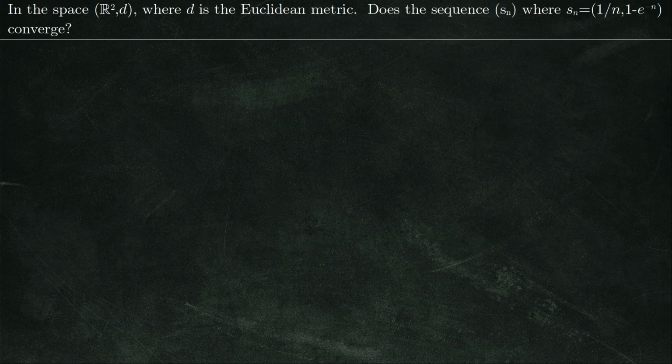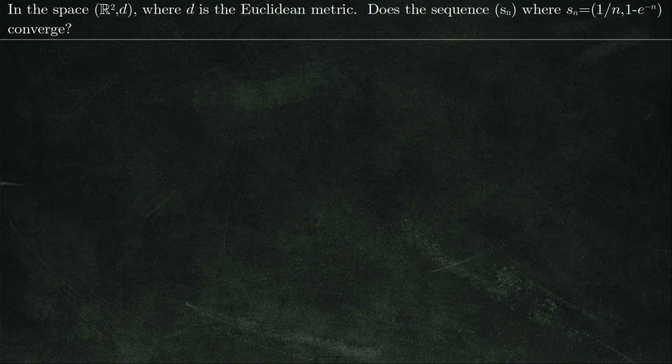We're now going to have a look at a couple of examples. So for our first example, the space is R squared and the metric is the Euclidean metric. And we want to check, does the sequence defined by 1 over n and 1 minus e to the minus n converge? So firstly, we have to work out what the limit point is.